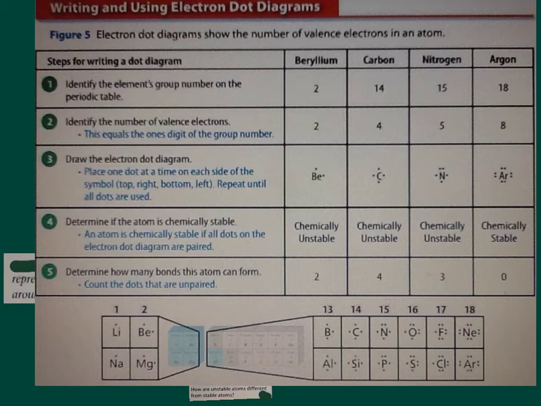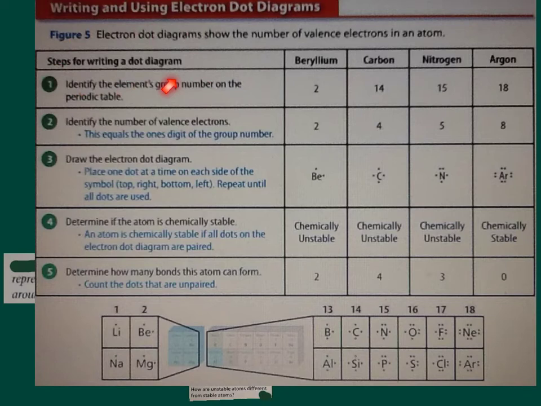Dots representing valence electrons are placed one by one on each side of an element's chemical symbol until all the dots are used. Some dots will be paired up, others will not. The number of unpaired dots is often the number of bonds an atom can form. The steps for writing dot diagrams are shown in Figure 5. Reading check. Why are electron dot diagrams useful?